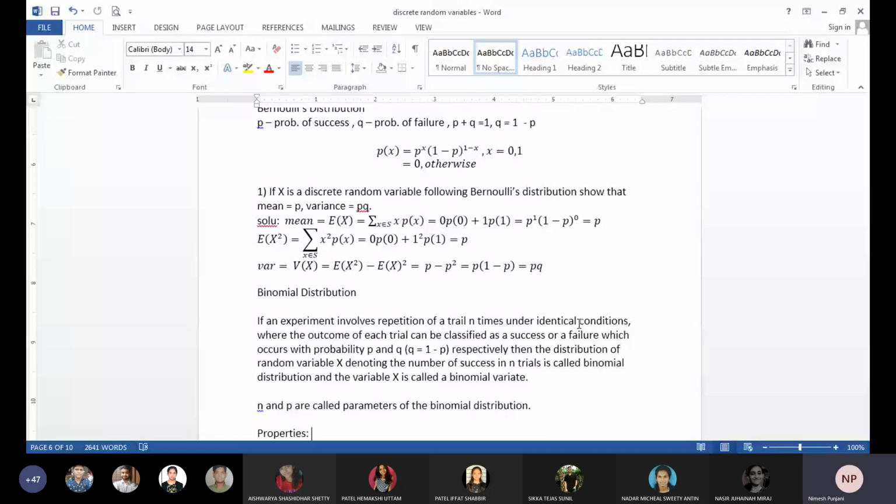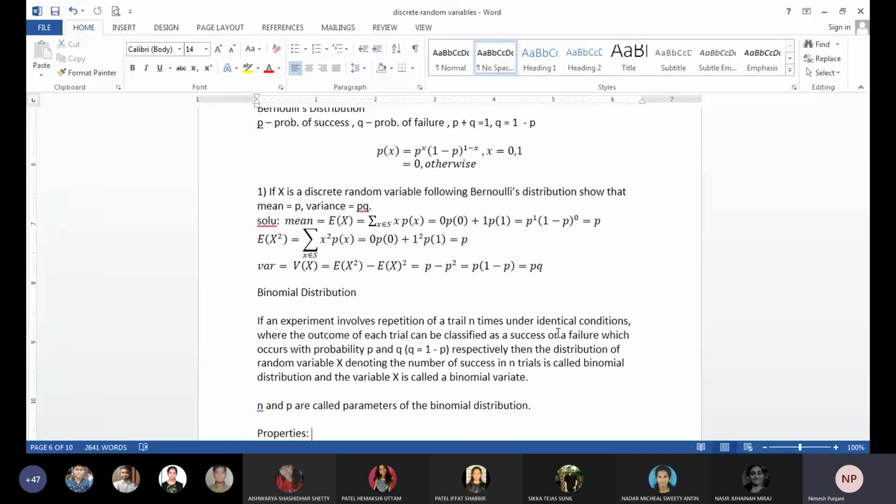For binomial, a simple example is tossing a coin 3 times. So the same experiment you are repeating 3 times under identical conditions. Tossing a coin 3 times or tossing 3 coins, we had discussed, is considered one and the same thing. So tossing a coin 3 times will follow a binomial distribution. Tossing a coin once will follow the Bernoulli distribution.